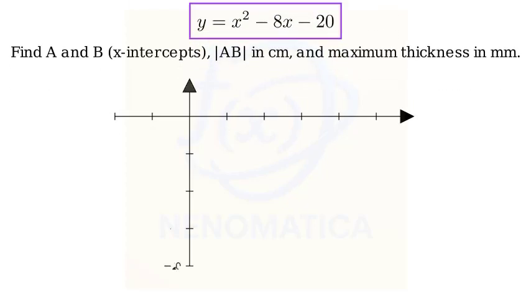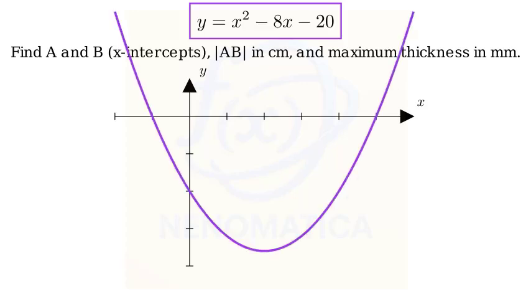Here is an axis with appropriate scales, x from -4 to 12 and y from -40 to 10. Now, we plot the parabola y equals x squared minus 8x minus 20. Notice it opens upward, and its lowest point will be below the x-axis.